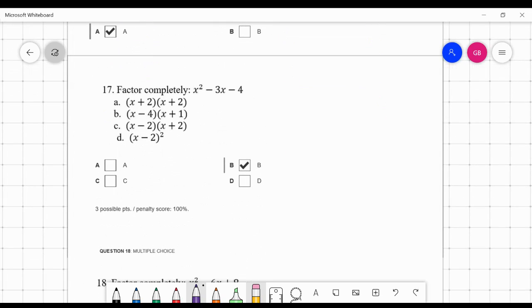17. We're going to factor completely. So we have x squared minus 3x minus 4. We're looking for numbers that multiply to -4 and add up to -3. Those two numbers are -4 and 1. -4 times 1 is -4. -4 plus 1 is -3. So your factors are x minus 4 and x plus 1. So that's going to be B.